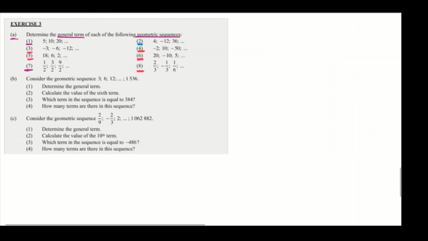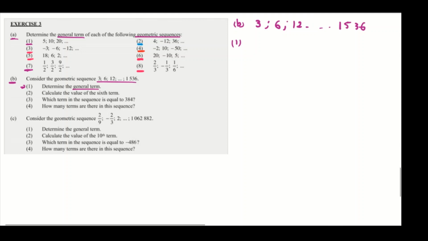Now we're going to do B, in which we are told to consider the sequence as a geometric sequence. In the first part of the question, you need to identify the general term of the sequence, which is something that we've been doing all along. So this is going to be 3, 6, 12, all the way up to 1,536.